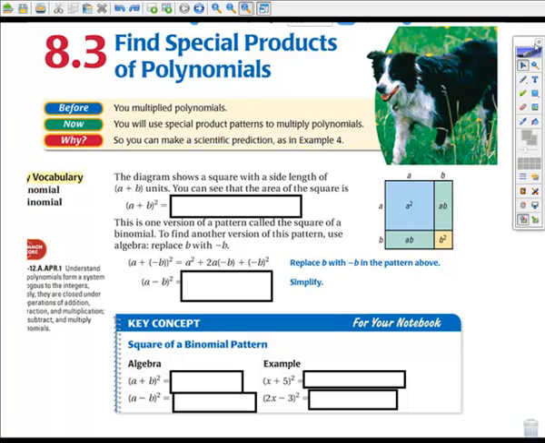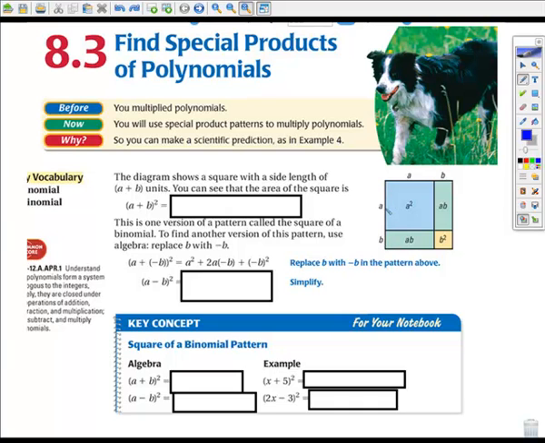Lesson 8.3 is finding special products of polynomials. Basically, this lesson is a shortcut. You know how to find the product of polynomials, specifically binomials, by FOILing, but in some instances you're going to have special products. For example, if you look at this square over here, we have the side length a plus b here and a plus b here.